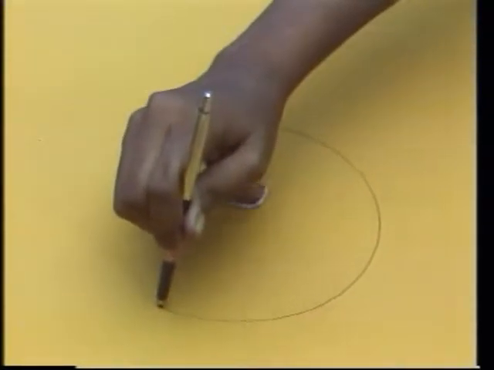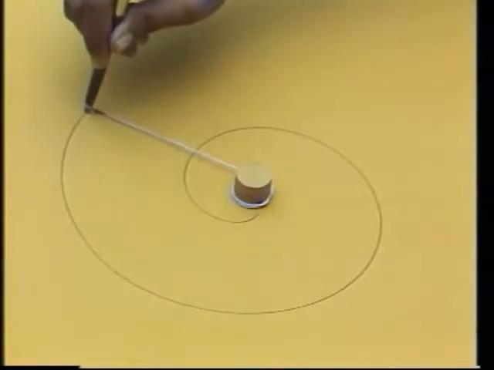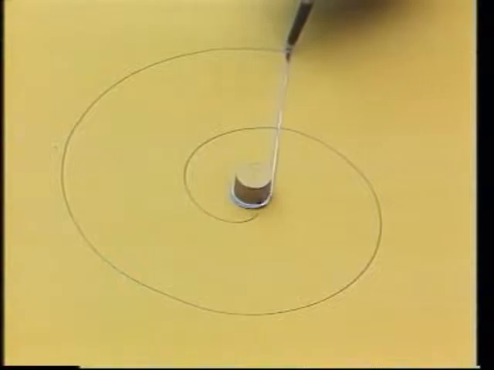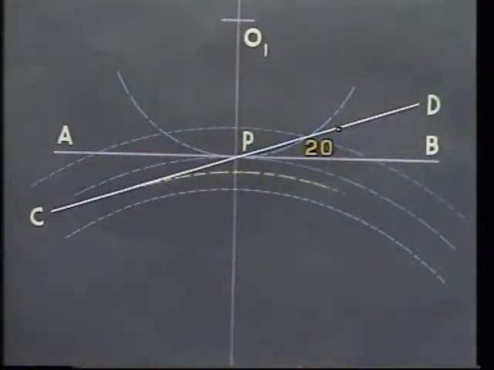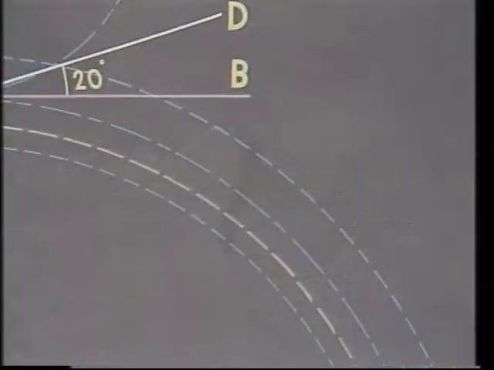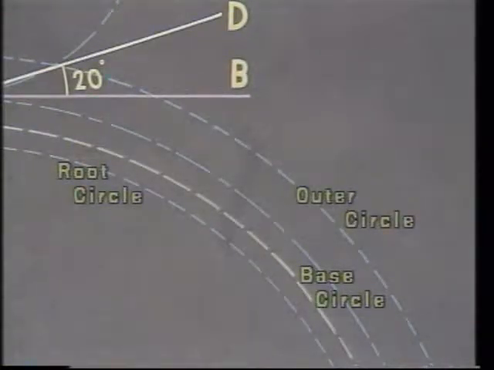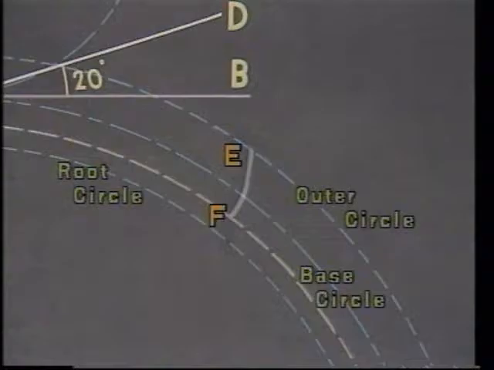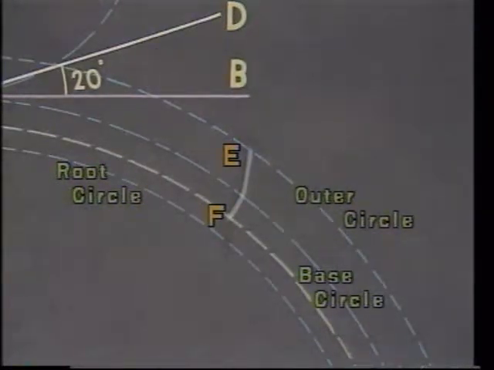Experience over the years has proved that the involute curve form has the greatest advantage among various forms of gear tooth shapes. The base circle is drawn tangential to the line of action CD. The tooth shape between the base circle and the outer circle EF takes the form of an involute. The portion between the base circle and the root circle FG is the fillet, which increases the strength of the tooth.